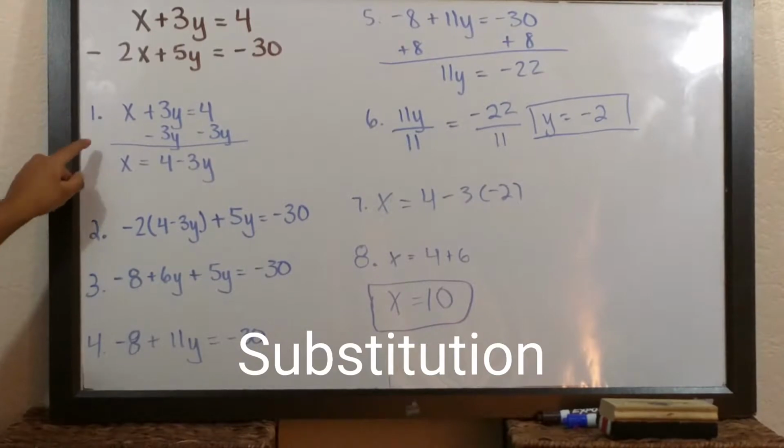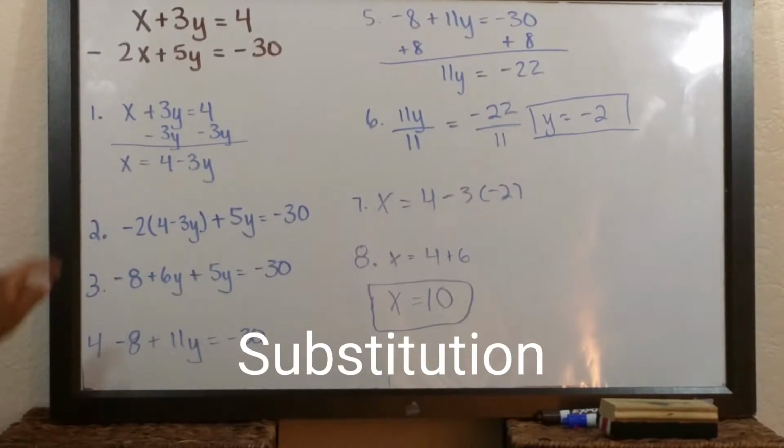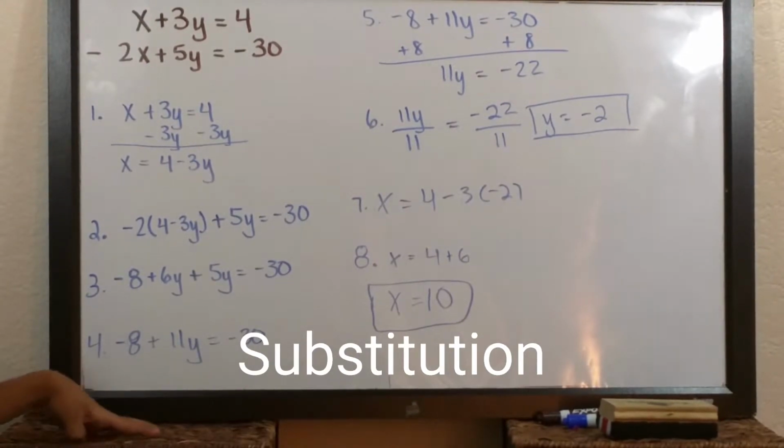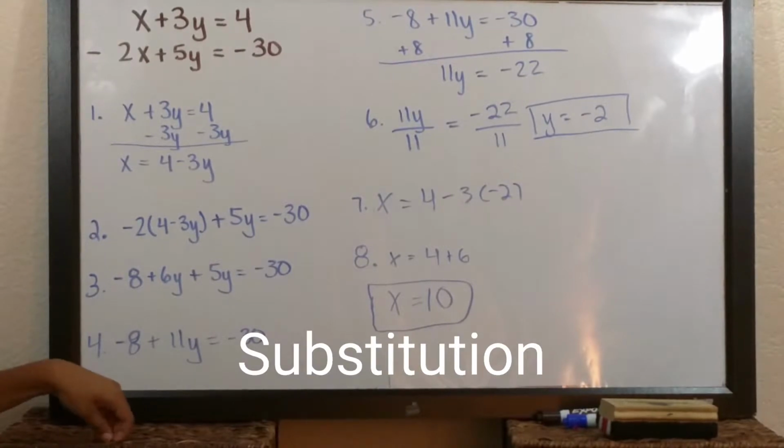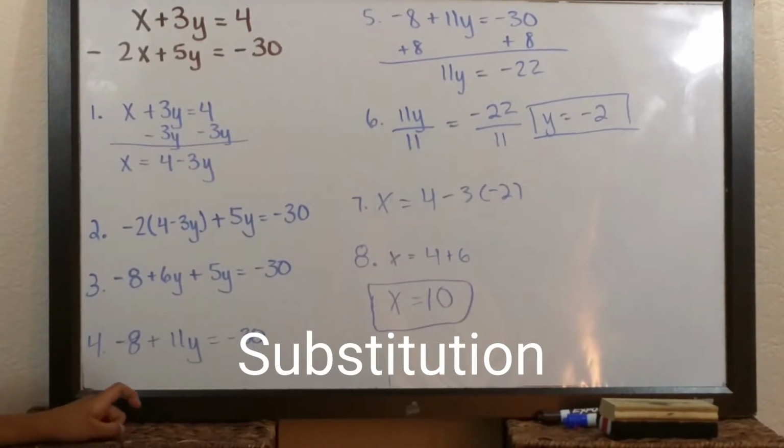So our first step is to subtract 3y from this equation to get x equals 4 minus 3y. Then you can substitute 4 minus 3y into negative 2x plus 5y equals negative 30, since x equals 4 minus 3y. And then you get negative 2 times 4 minus 3y plus 5y equals negative 30.